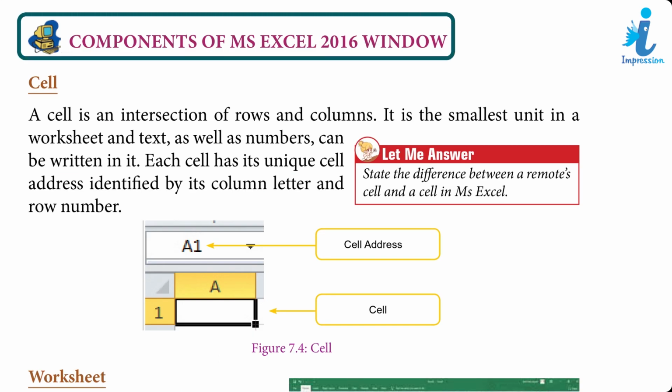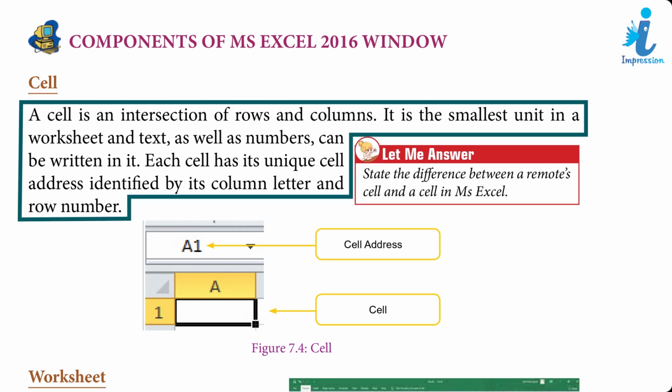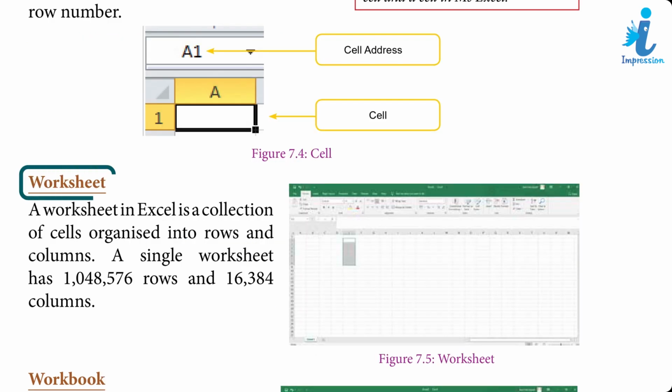Components of the MS Excel 2016 window. Cell. A cell is an intersection of rows and columns. It is the smallest unit in a worksheet, and text as well as numbers can be written in it. Each cell has its unique cell address identified by its column letter and row number. Let me answer. State the difference between a row and a cell in MS Excel.